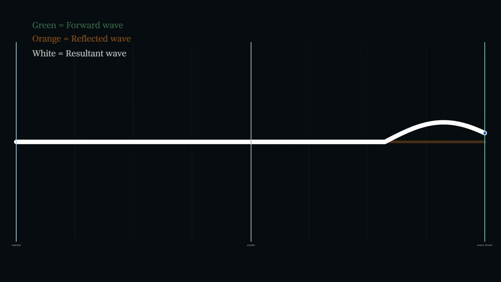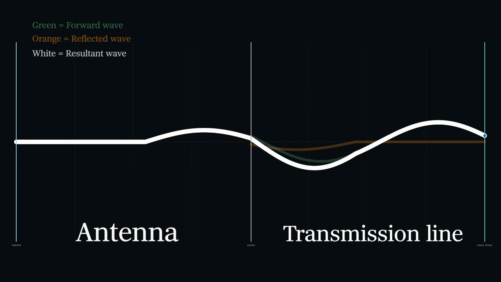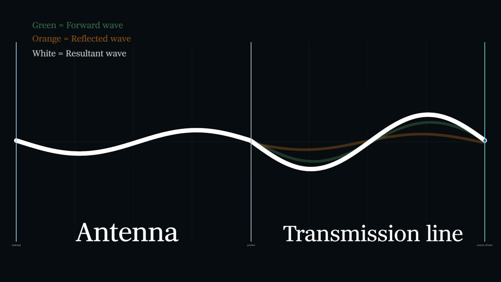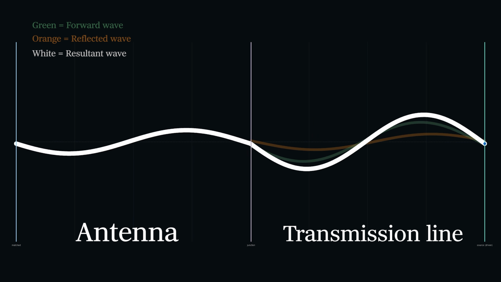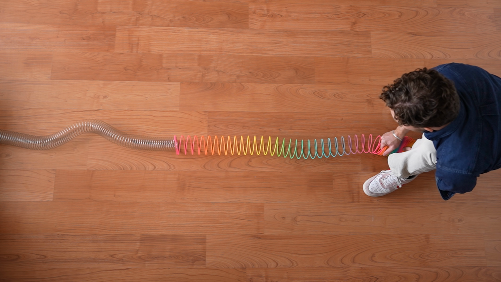So if a voltage wave hits the boundary between the transmission line and the antenna, and the resistance changes across that boundary, well, the whole wave can't pass through. Some of it reflects, just like what we saw with the slinkies.